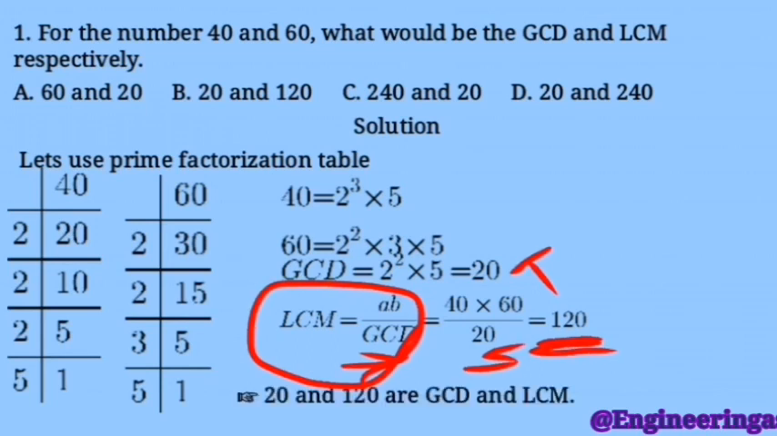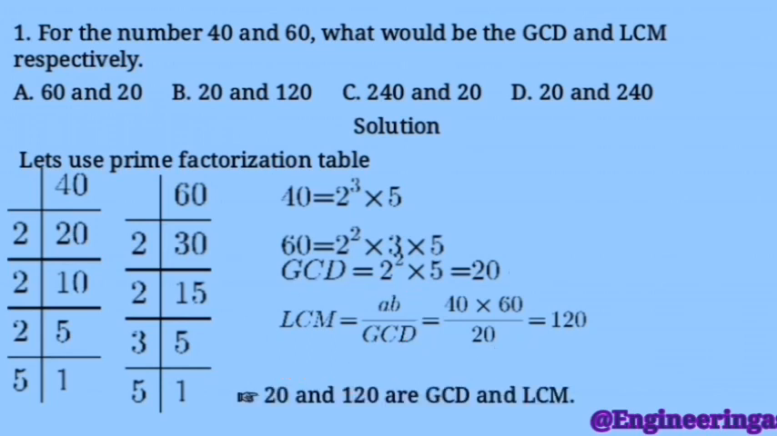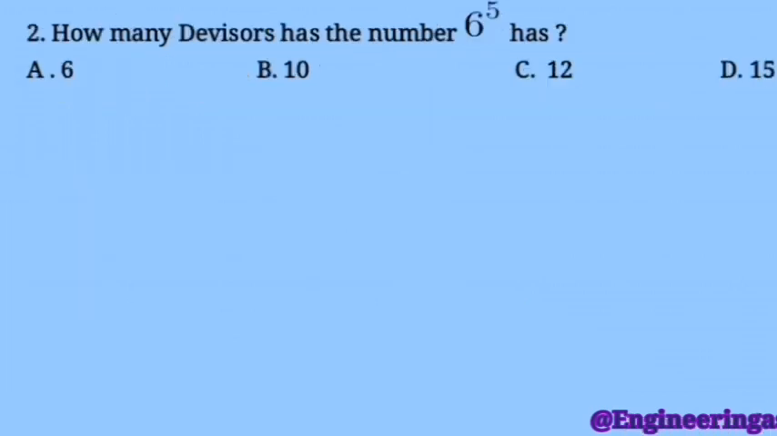So the numbers 20 and 120 are the GCD and the LCM of the numbers 40 and 60. So the answer will be A. Okay, the next question says, how many divisors does the number 6 raised to 5 have?